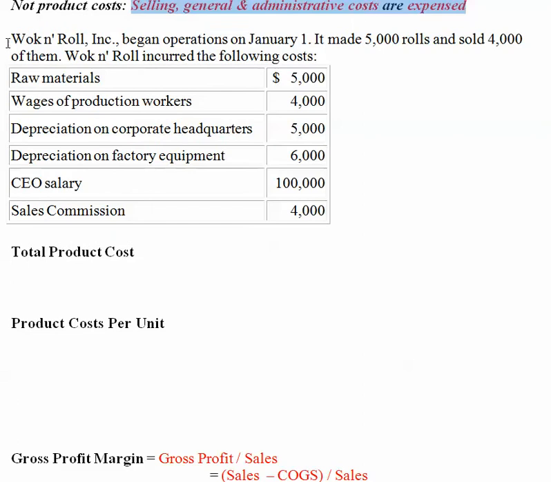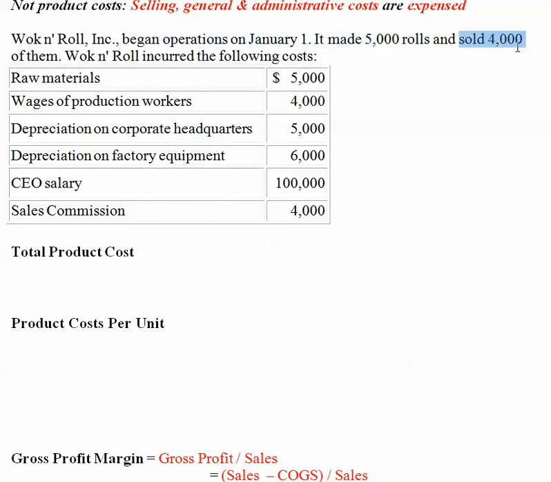So here we have an example where Walk and Roll made 5,000 rolls. Now this is different than, so they didn't sell 5,000, they made 5,000. Now we had no beginning inventory because it's its first period of business. If there was beginning inventory, it's a little more complicated. I probably should just leave it at that. For our purposes, they've made 5,000 rolls.